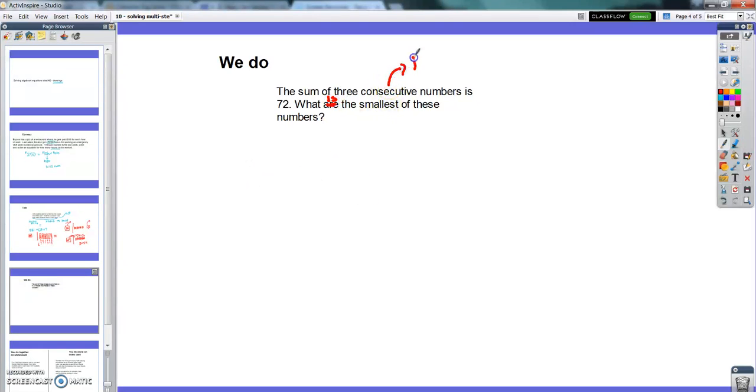Consecutive means in a row. So it means I'm adding 10 plus 11 plus 12, or 23 plus 24 plus 25. So I'm adding 3 numbers in a row. I don't know what any of them are. So it kind of sounds like I need 3 variables, right? Like a plus b plus c equals 72.